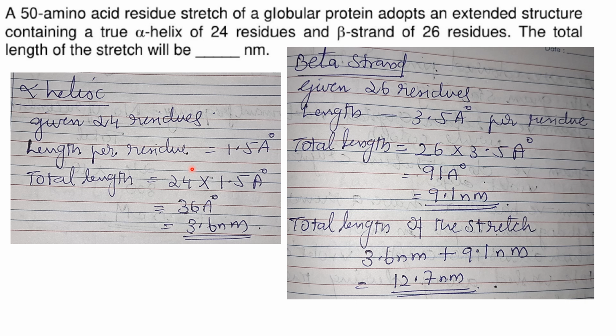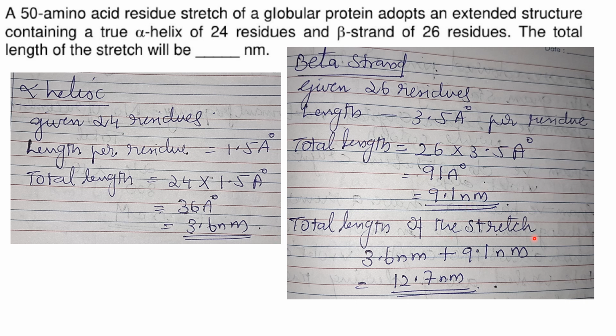So length per residue for alpha helix is 1.5 Angstrom. So total length will be 24 into 1.5 Angstrom or 3.6 nanometers. Answer is in nanometers, so convert it then and there. 3.6 nanometers. Now beta strand. Total length we have to see for beta strand. It is given, 26 residues are in beta strand. So length for this extended beta strand will be 3.5 Angstrom per residue. So total length will be 26 into 3.5 Angstrom, that is 91 Angstrom or 9.1 nanometers.